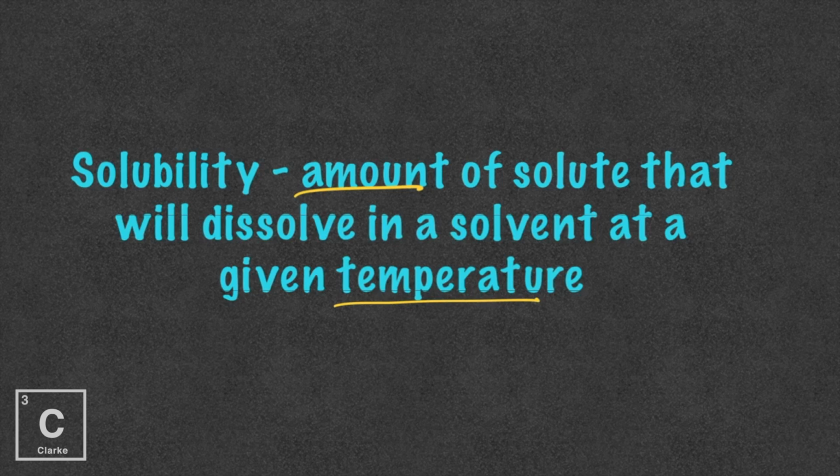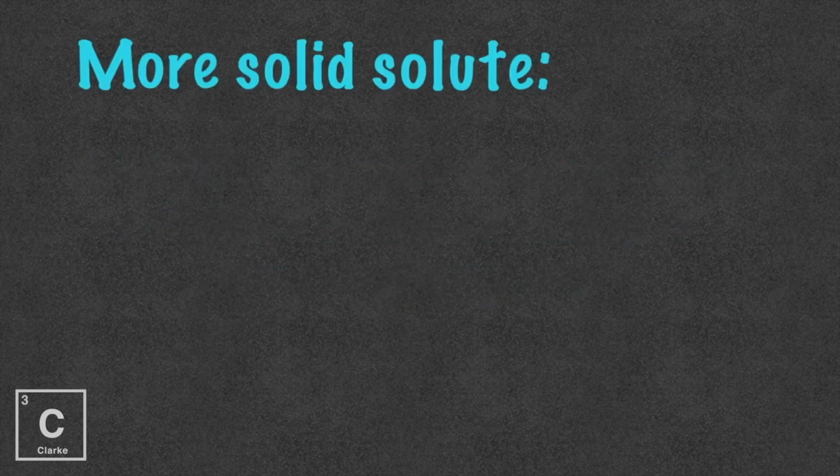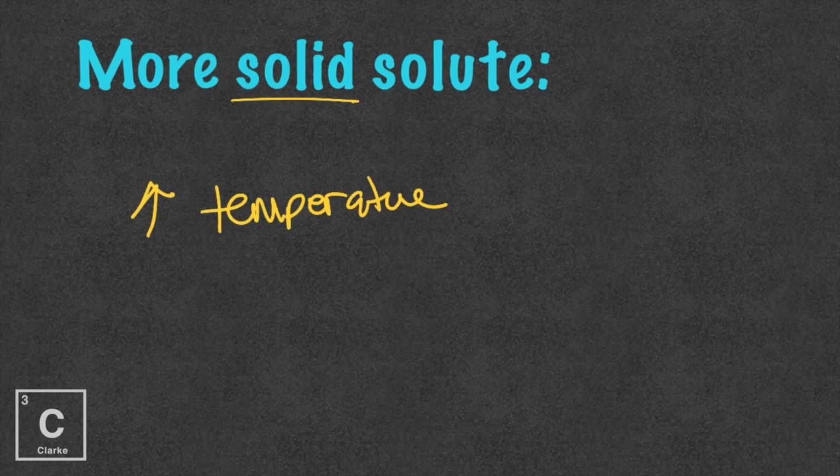Let's talk about two different types of solutes. If we have a solid solute and we're wanting to get more solid solute to dissolve, there are some things that we can do to make that happen. So let's think about sugar and water. If we want more sugar to dissolve in our water, we would need to increase the temperature. If we increase the temperature, we can get more sugar to dissolve.